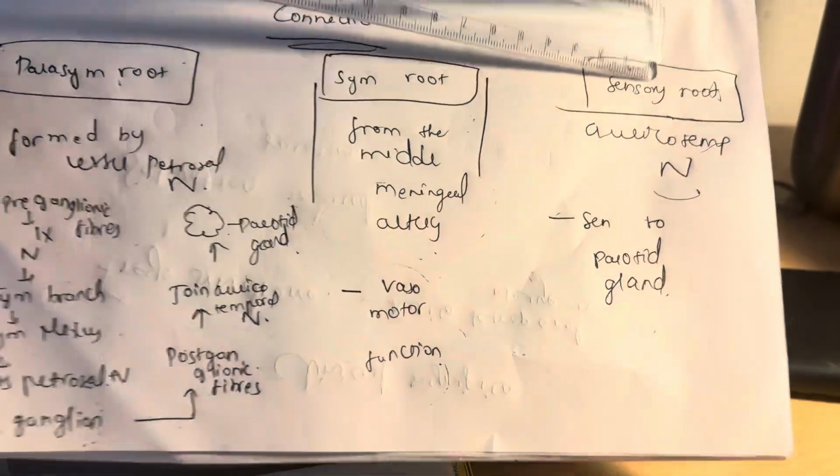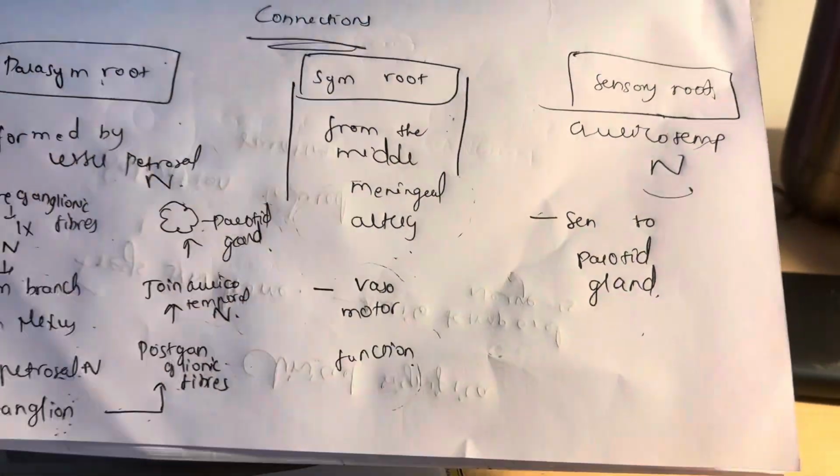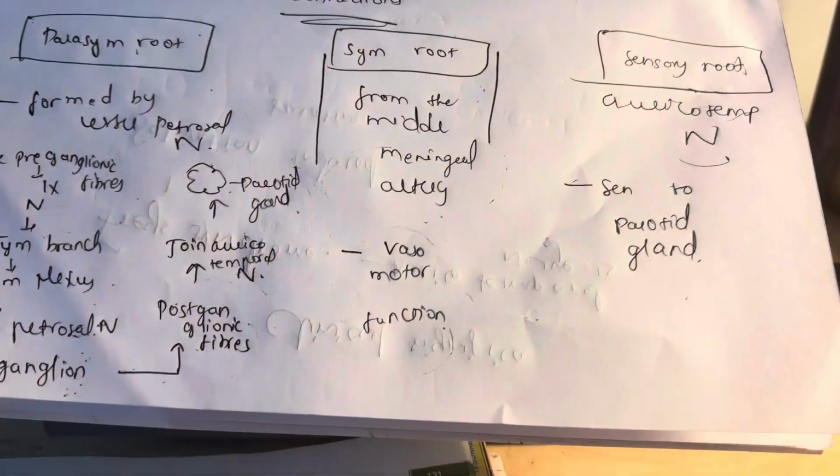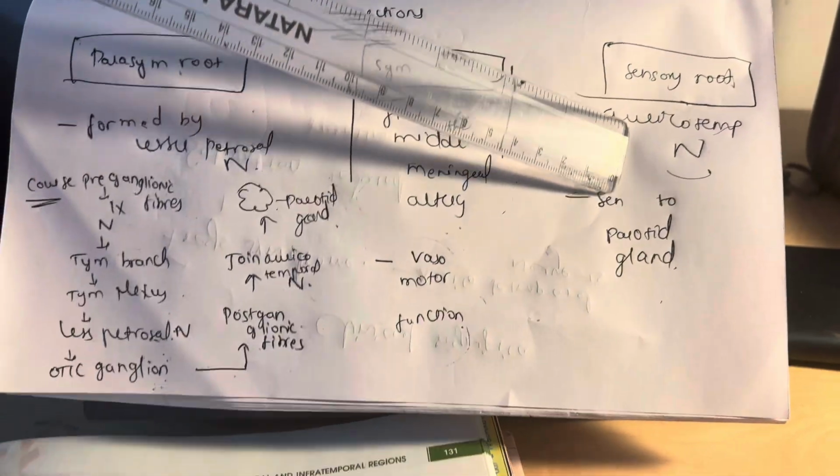Now coming to the sensory root, the name itself tells you that it is sensory. So it is sensory to the parotid gland. So it is arising from the auriculotemporal nerve.